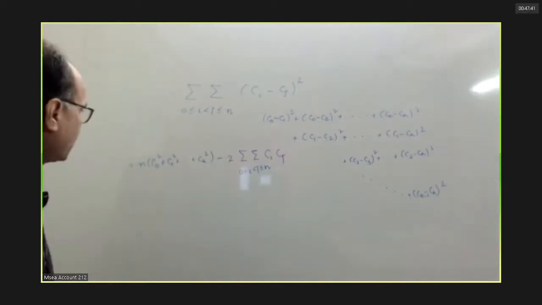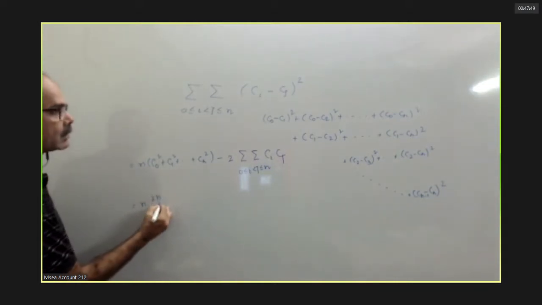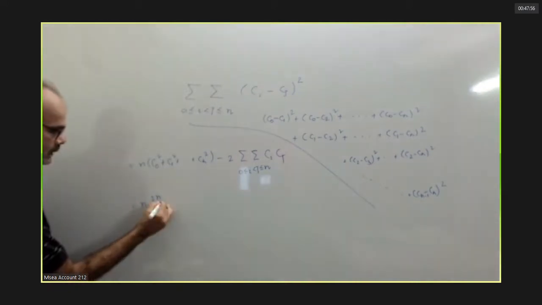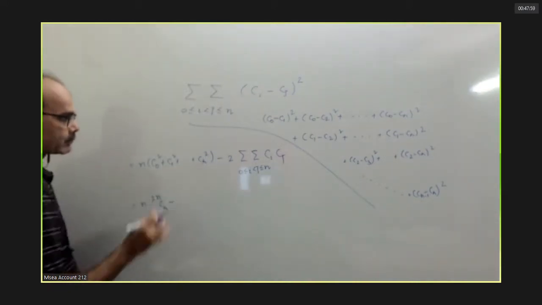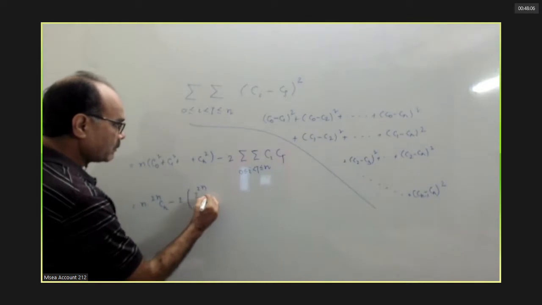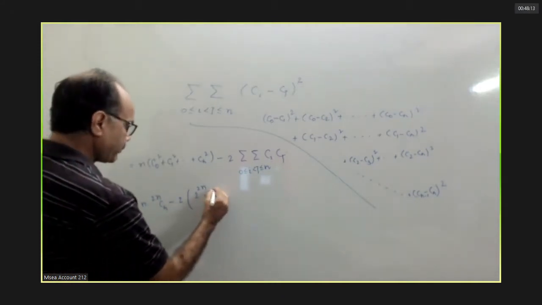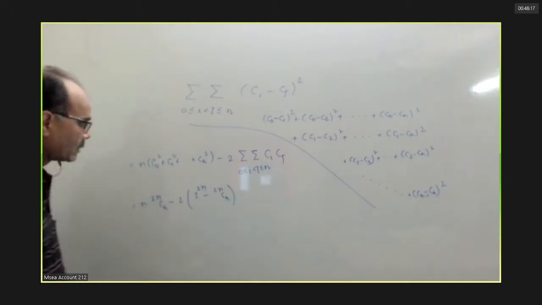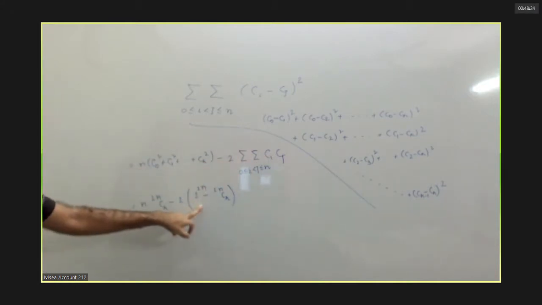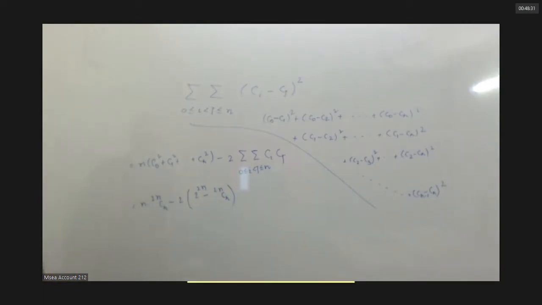Now we know this summation: this is n into 2nCn, minus 2 times the double summation of CiCj, which is 2 to the power 2n minus 2nCn. Okay.